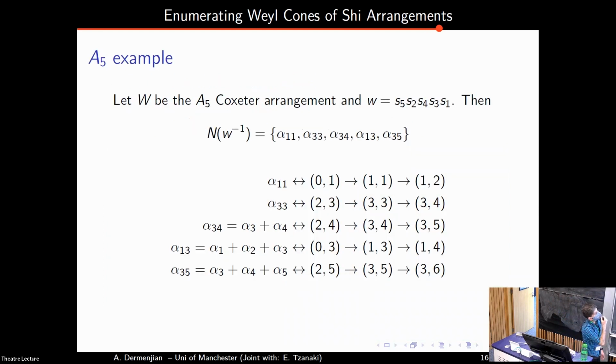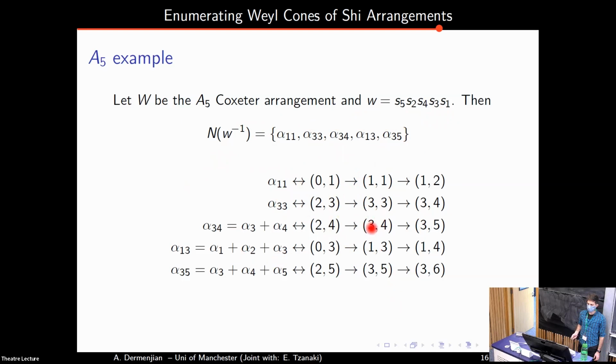So we can do this in a not so trivial example. If we look at A5, so five dimensions, and I take a Coxeter element W, I'm left with these five roots as my left inversion set. So these are going to associate to these five corners, and you can basically see this (1, 1) is associated to the middle component for each one.